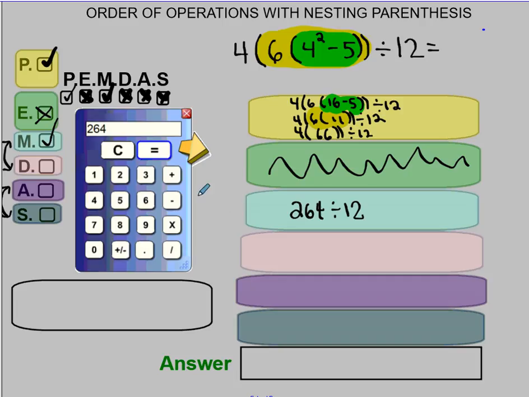Now, we look at it again. We do have division. I'm going to write division in our division box here. So we got 264 divided by 12. 264 divided by 12 equals 22. Right. So in our division box, we have 22, which is the answer because we have no more operations. So we had no addition, no subtraction. So our final answer is 22.